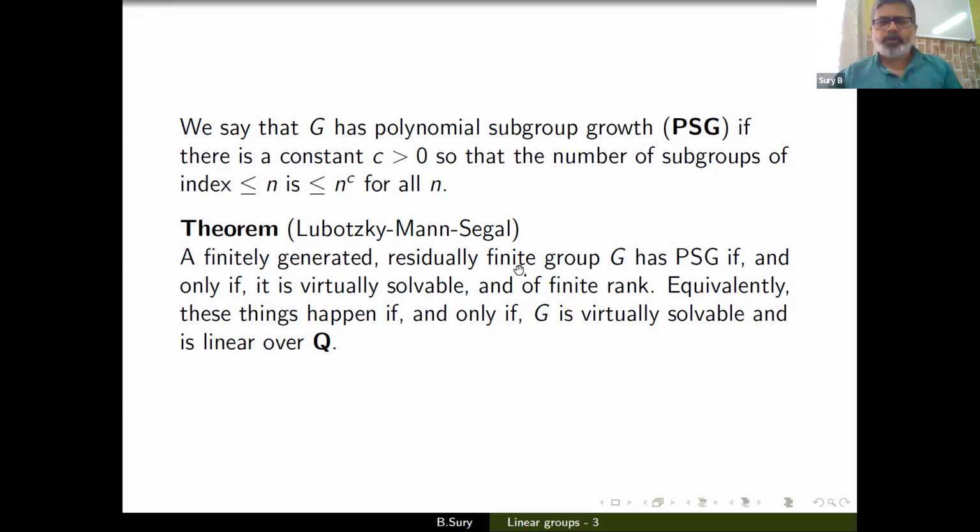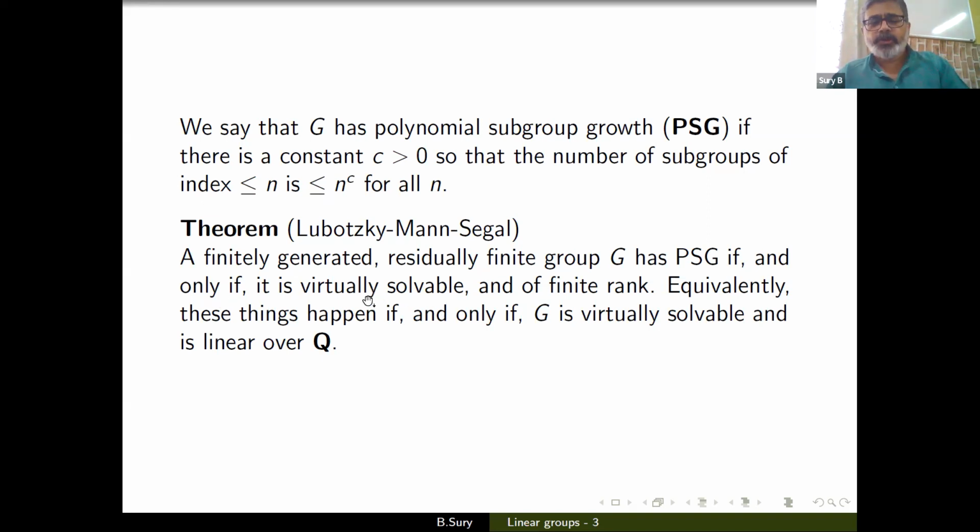Why I'm taking this condition is that you can reduce this kind of problem about characterization to residually finite groups. You can take the intersection of all the normal subgroups of finite index and so on. Anyway, take a finitely generated residually finite group. When does it have polynomial subgroup growth? That is, the number of subgroups of index at most n grows polynomially. They showed that this happens if and only if the group is virtually solvable.